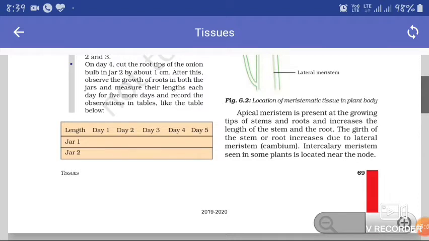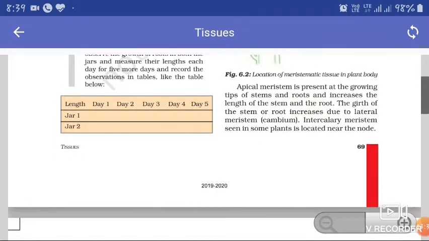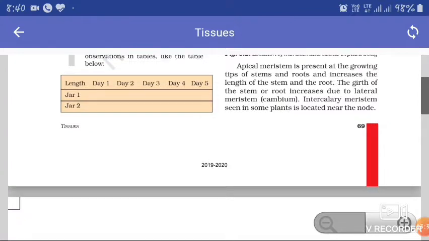Apical meristem is present at the growing tips of stems and roots and increases the length of the stem and the root. The girth of the stem or root increases due to lateral meristem. It is called cambium. Intercalary meristem, seen in some plants, is located near the nodes. You have seen the apical meristem, the root tip of roots and the tip of stem.